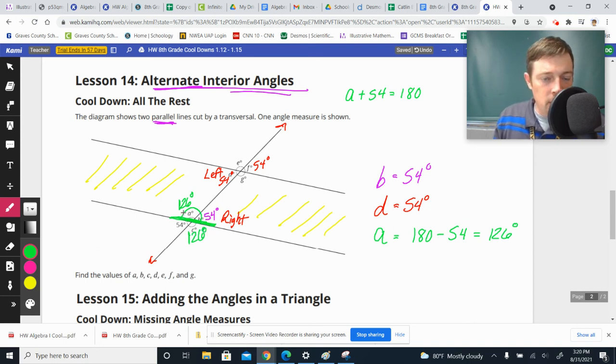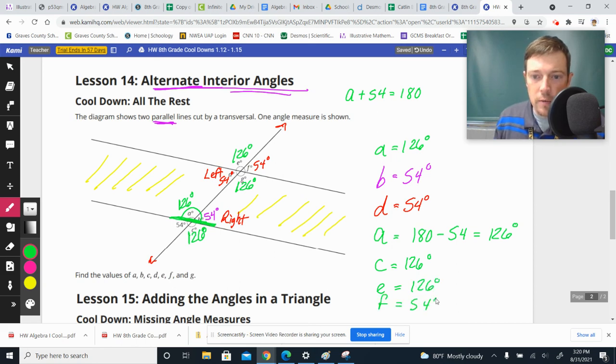This is vertical of it. This is on the left of the transversal inside, and this is on the right. So these are alternate interior, to make 126. And then vertical here, you can just knock them all out. So A turns out to be 126, which I had down there, sorry. C is 126 degrees. D is 54. E turns out to be 126 degrees. F is 54, which we had already labeled right here. And then G is 126 degrees.